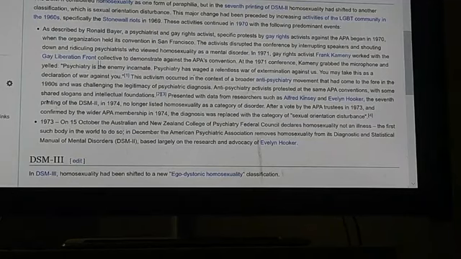Psychiatry is the enemy incarnate. Psychiatry has waged a relentless war of extermination against us. Against who? You? Or the thing inside of you?